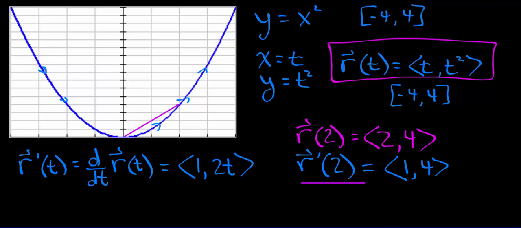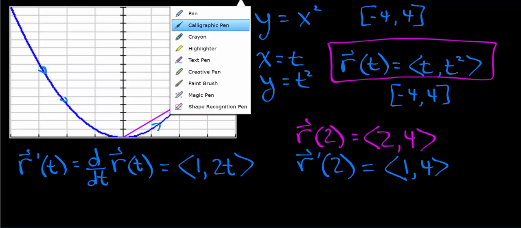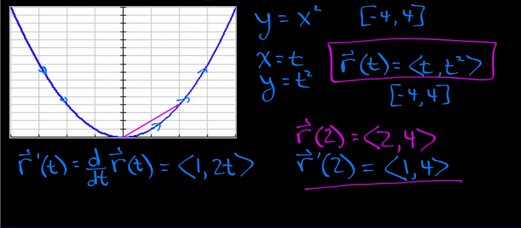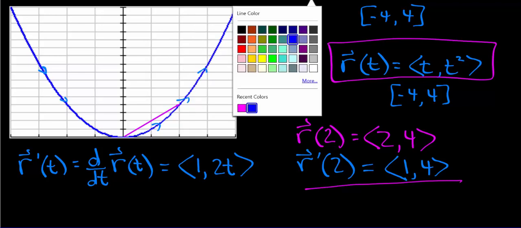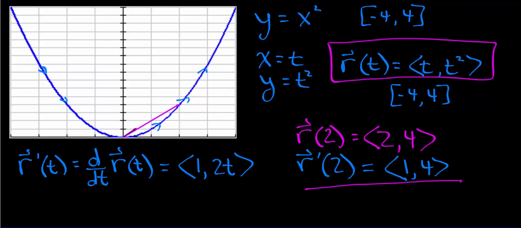Now, what about the derivative? Let's plot that. I'm going to get a different vector. I'll make it purple. And I want to plot that vector 1, 4. So I go over 1 and up 1, 2, 3, 4. Now there's my derivative right there.